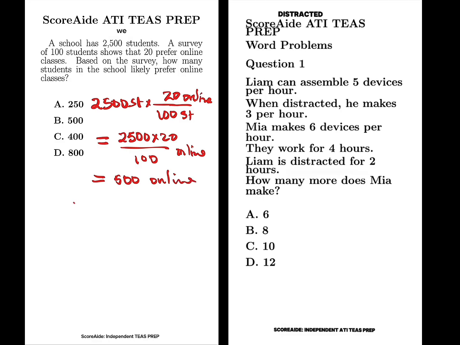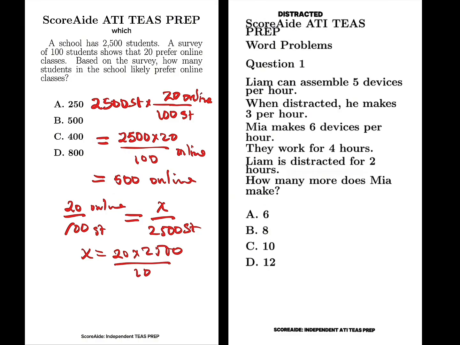Somebody might say we have a proportion of 20 students out of what? Out of 100 students, right? So 20 online students out of 100 students. So now we don't yet know how many students prefer online classes out of the entire pool of 2,500 students. So we can just say X all over what? 2,500 students. And X is going to be what? 20 times 2,500 divided by 100, which is still 500 online students. So yeah, the answer is going to be B.